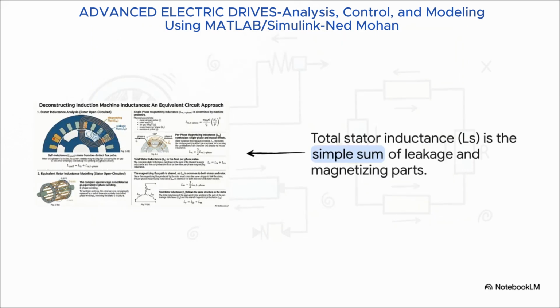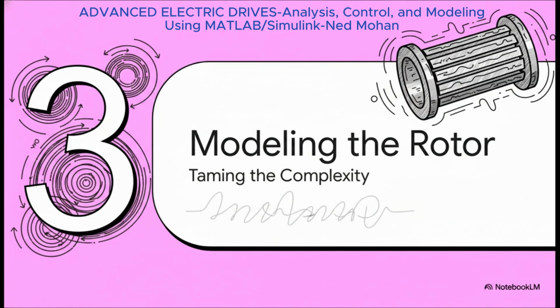And that brings us to the total stator inductance, which we call LS. It's actually a really straightforward sum. It's just the leakage inductance, LLS, plus that per-phase magnetizing inductance, Lm, that we just figured out. This one parameter nicely packages both the non-ideal leakage part and the useful working part of the flux. Great, we've pretty much got the stator characterized, so let's switch gears and turn our attention to the rotor.